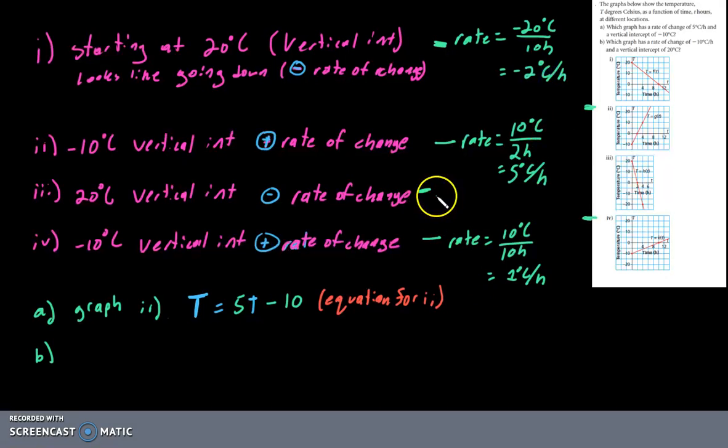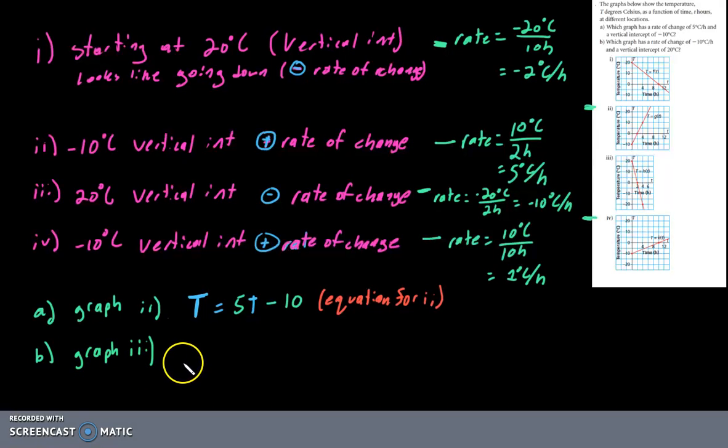Let's go down here and take a look at the rate for this one. When I'm looking at graph 3, again, I start at 20. Again, I'm dropping to 0 degrees, reading the y-axis. So that's, again, a negative 20 jump. But this time, it only takes 2 hours to do. So this is going to be my negative 10 degrees per hour. So definitely, graph 3 is going to be the case.